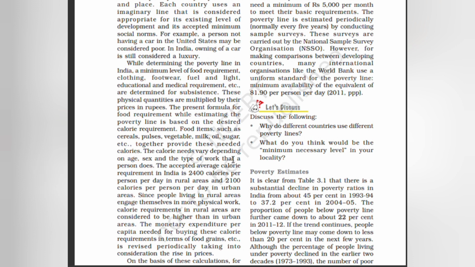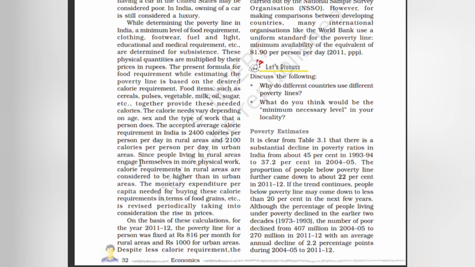The caloric needs vary depending on age, sex, and the type of work that a person does. Accepted average calorie requirement in India is 2,400 calories per person per day in rural areas and 2,100 calories per person per day in the urban areas. Since people living in rural areas engage themselves in more physical work, calorie requirements in rural areas are considered to be higher than in urban areas. The monetary expenditure per capita needed for buying this calorie requirement in terms of food grains etc. is revised periodically taking into consideration the rise in prices.